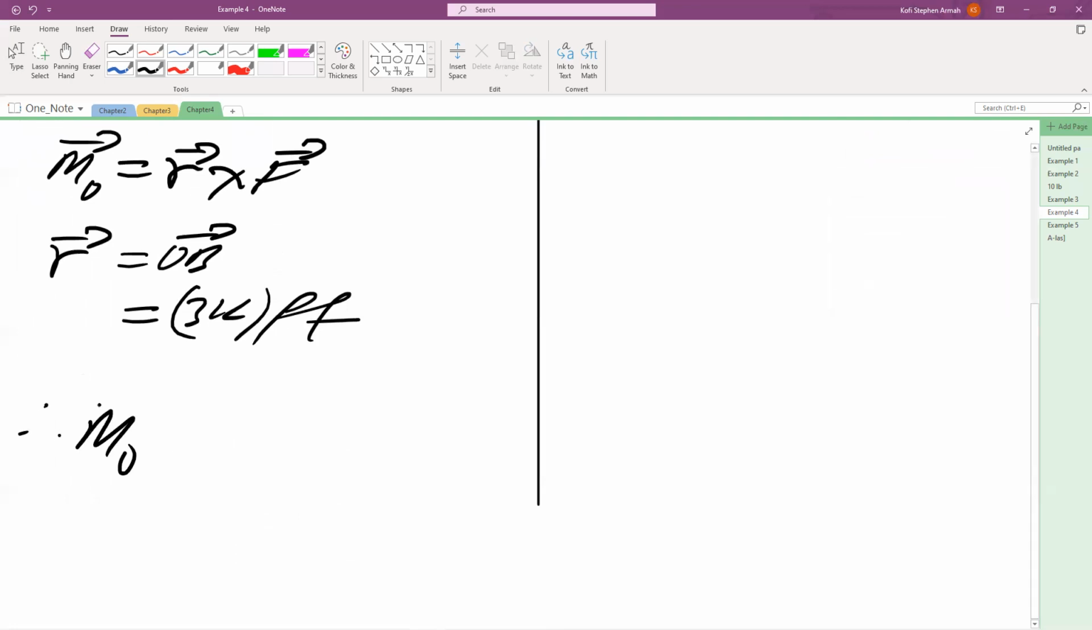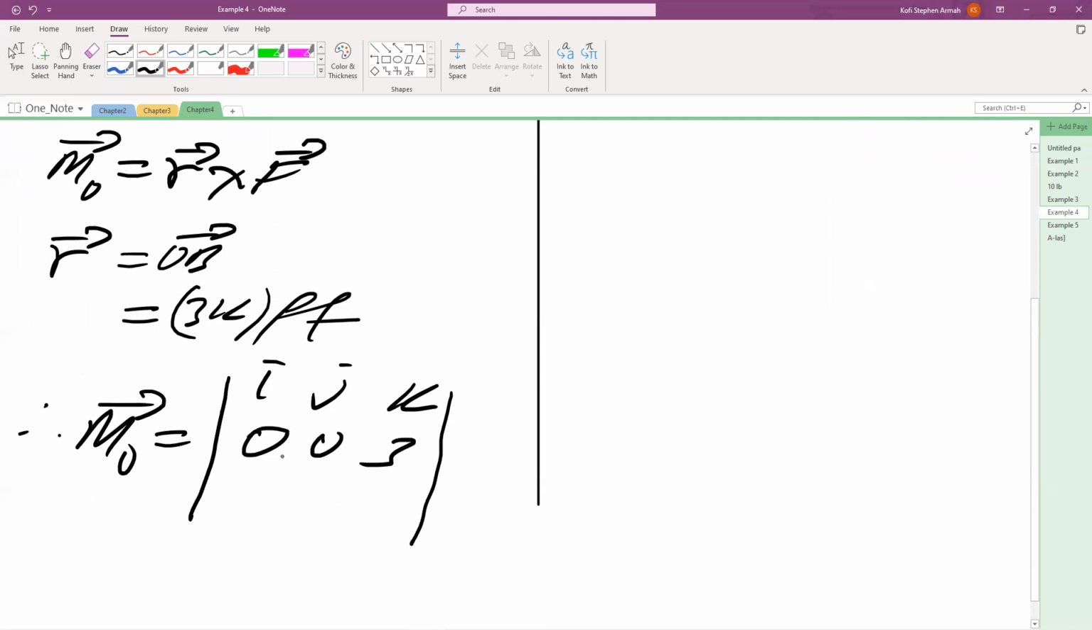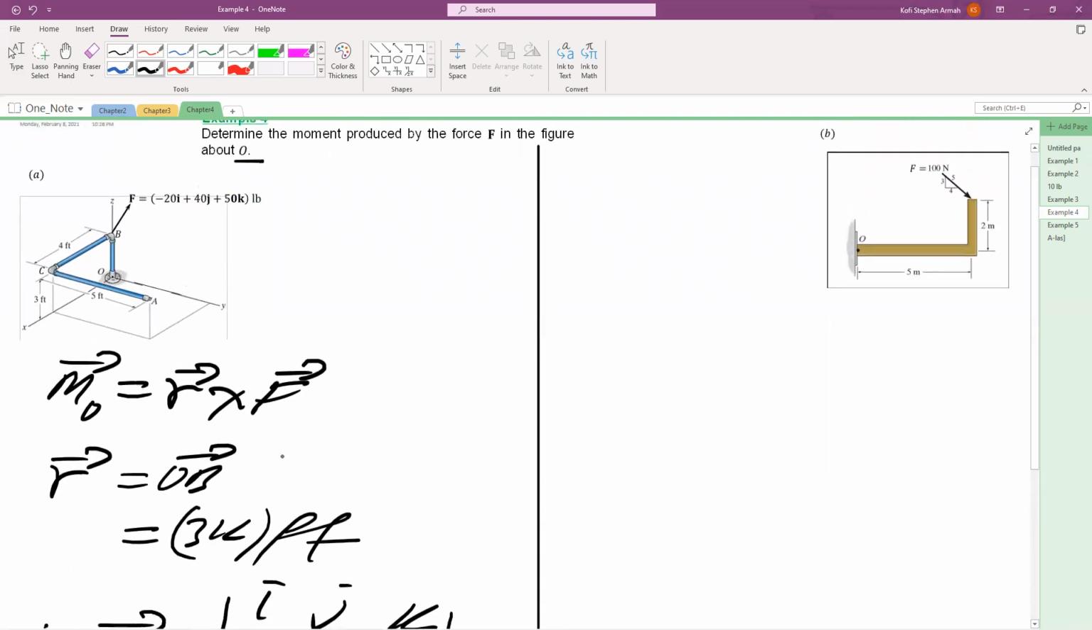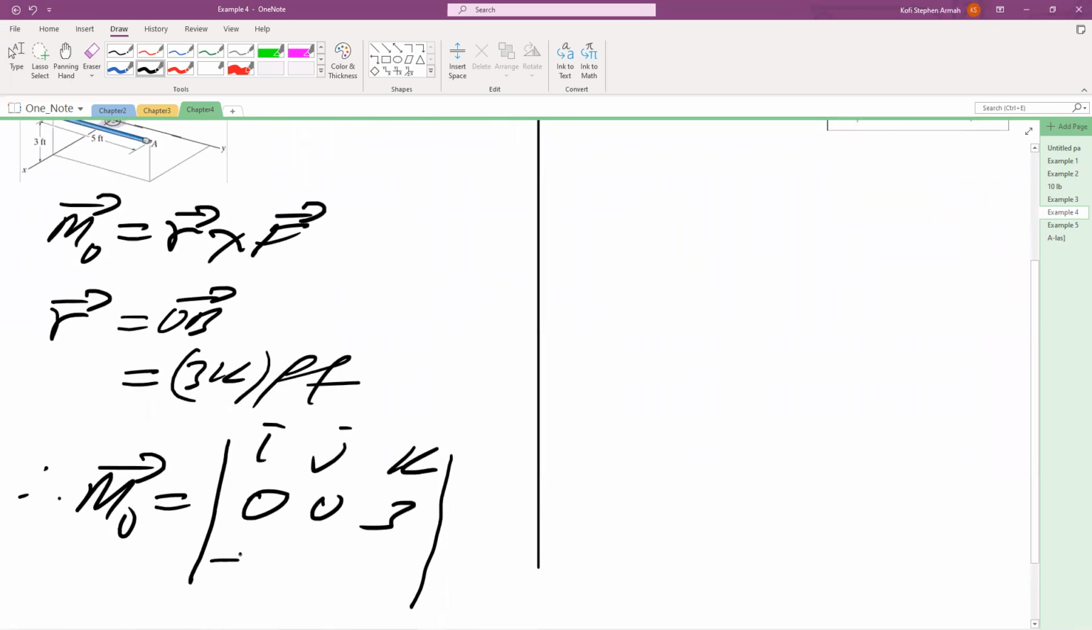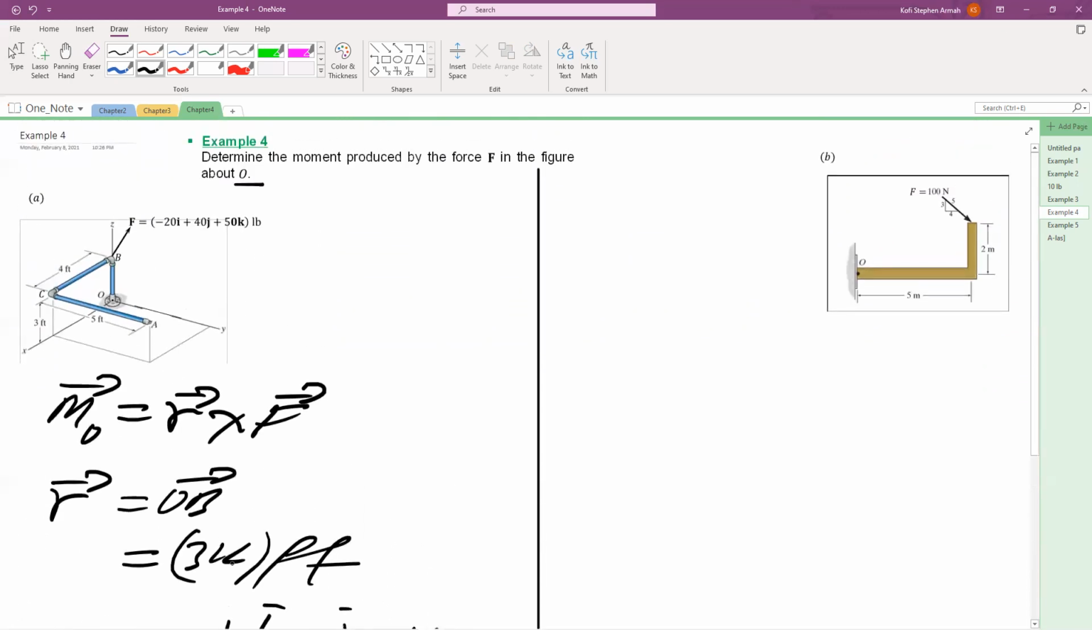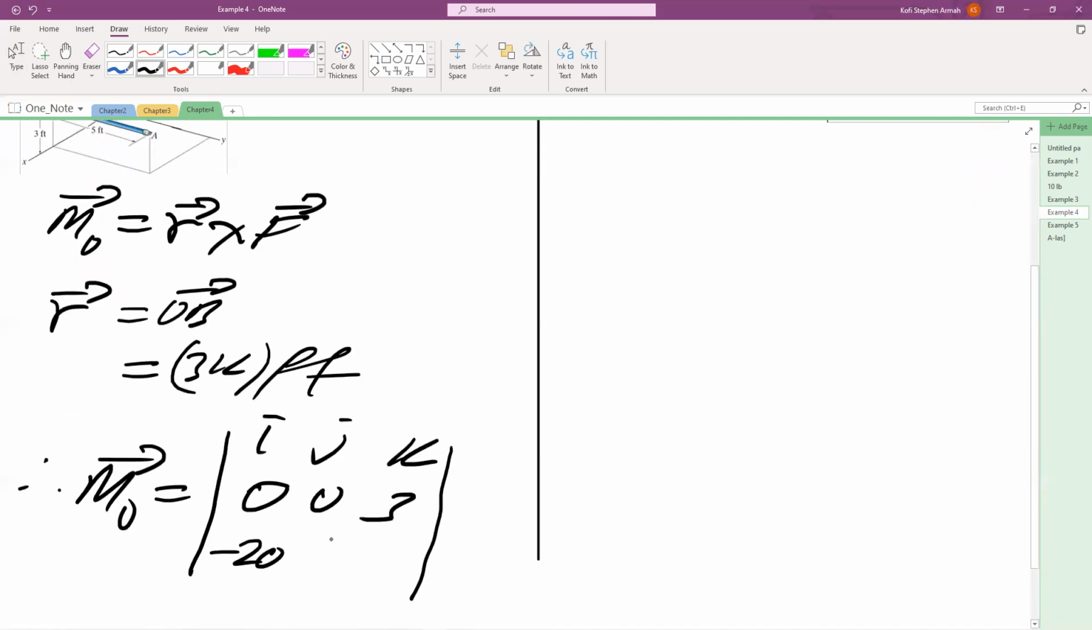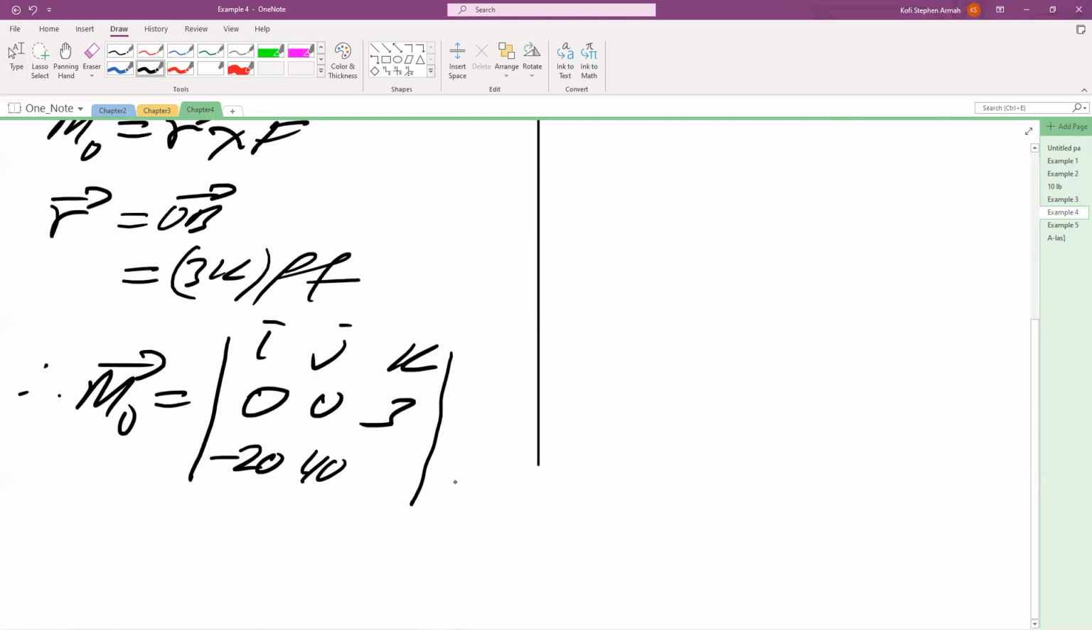moment about O is given as, and you just use the determinant to evaluate it, i, j, k, followed by your R. Your R is 0, 0, 3. Very easy to evaluate. And your F is minus 20, sorry, minus 40, minus 20, followed by 50. I need a big space to write this. And you're done. The next step is to evaluate this determinant. If you can evaluate it, you're good to go.